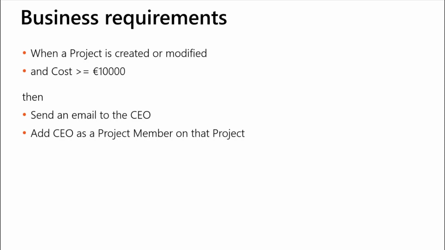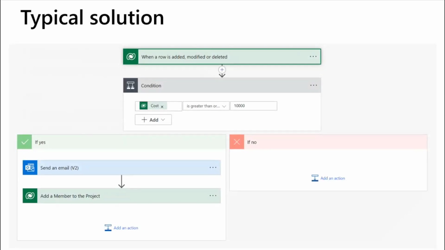Now, if you build this in a typical solution, this is what you'd get. You do a when a row is added, modified, or deleted trigger on Dataverse on your projects table. You'll check the condition and find the cost field, and you'll check if the cost is greater than or equal to 10,000 euros.